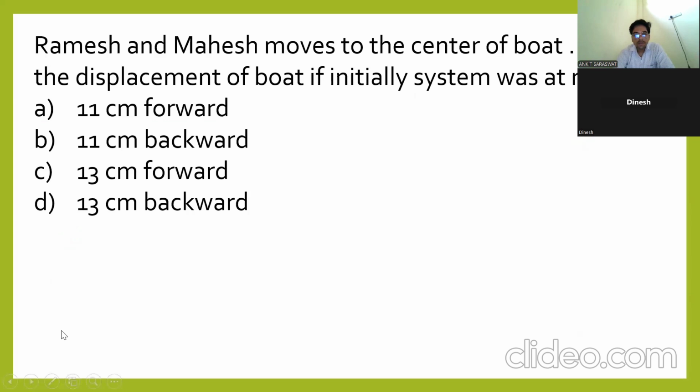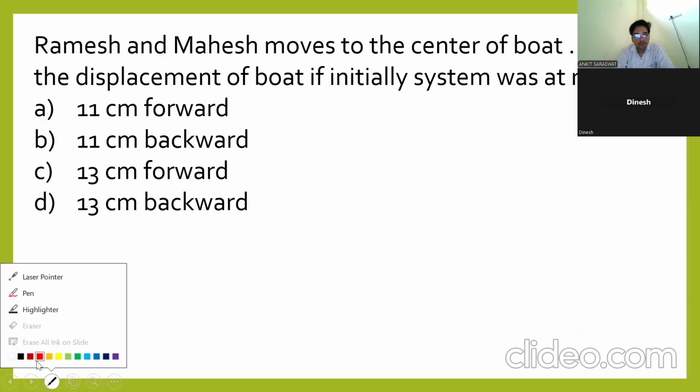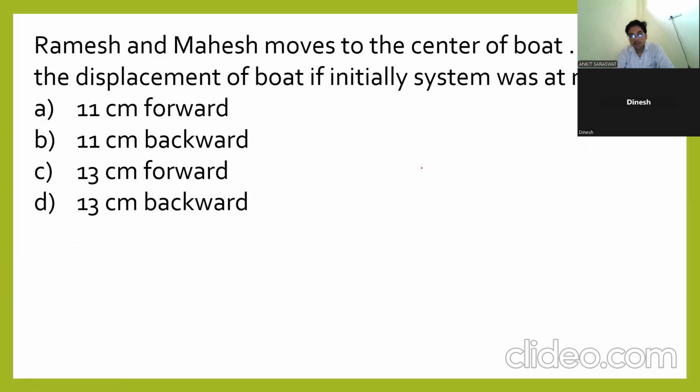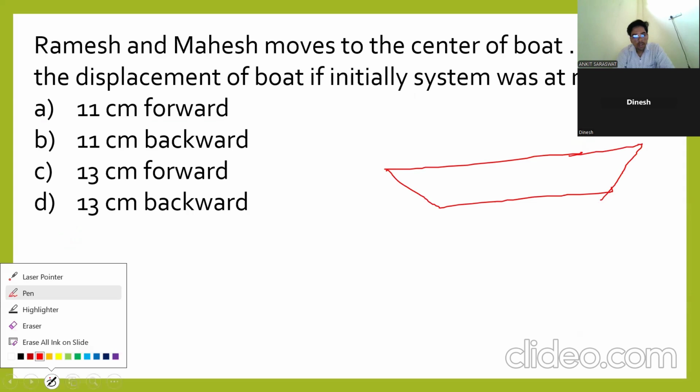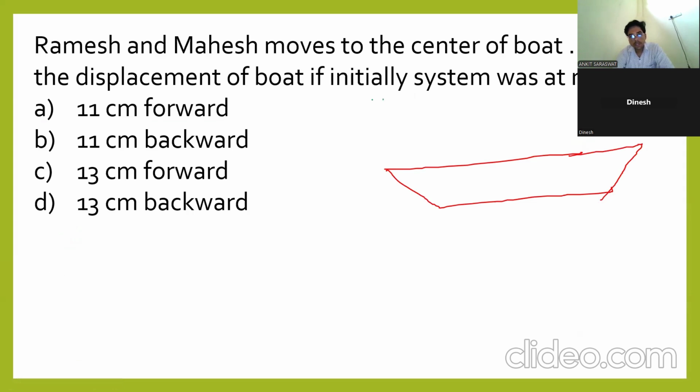Draw the figure. This is the boat. Around this boat, there are two persons. One person is here, you can take him as Ramesh. The other person is here. He is Mahesh.